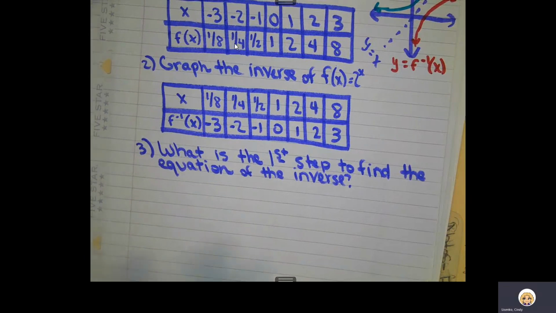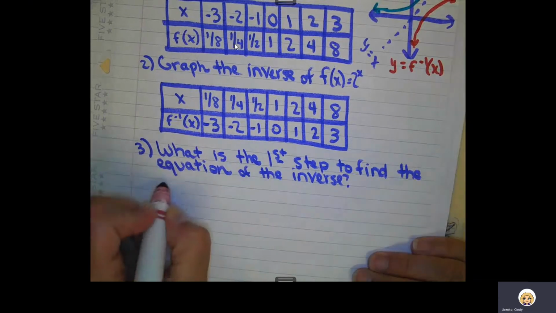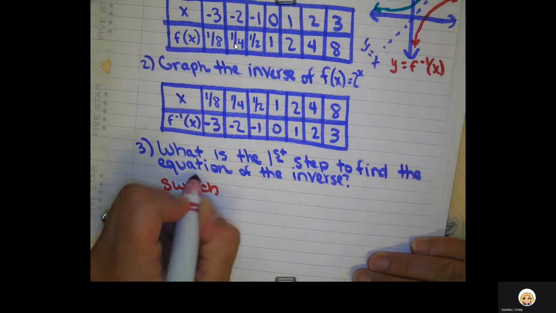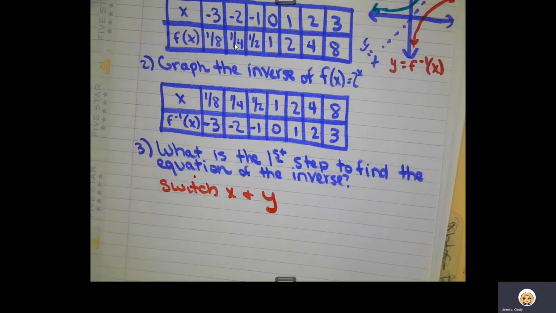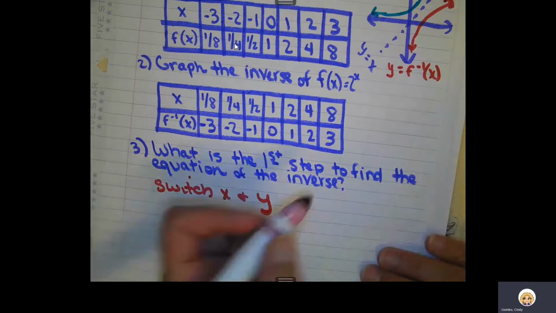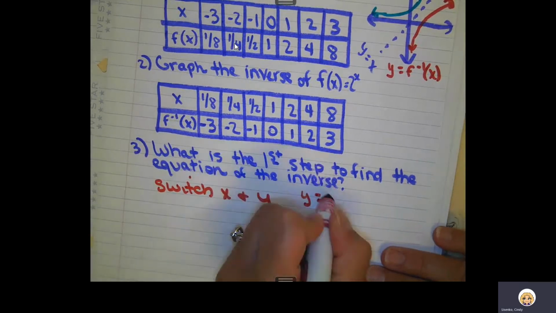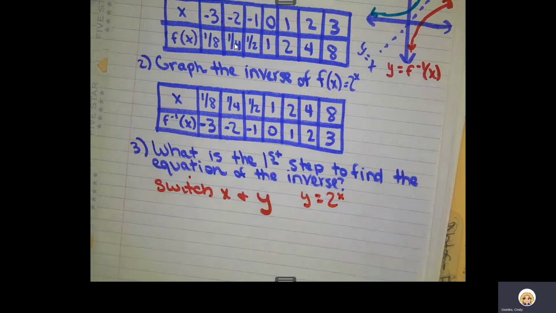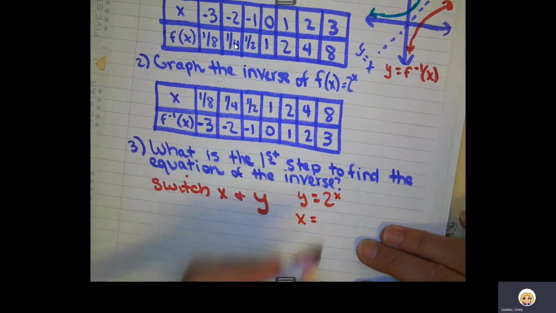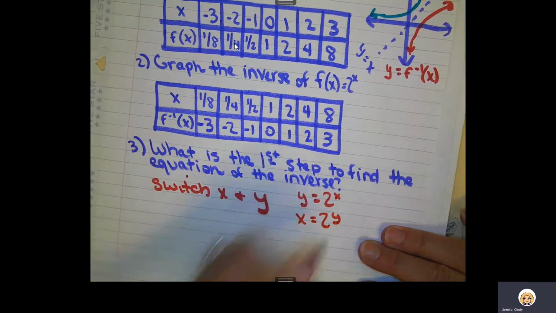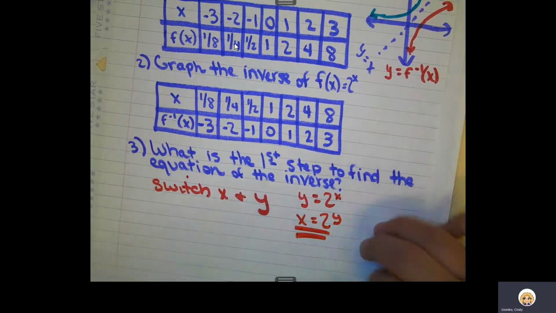So when we're trying to find the equation of the inverse, all we would have to do is switch the x and y. So can you write for me switch x and y? And we're going to do that. The equation was f of x equals 2 to the x, but I'm going to rewrite that as y equals 2 to the x. We're going to switch the letters now. So instead of y equals, it's x equals. Instead of 2 to the x, it becomes 2 to the y. So this is our first step.